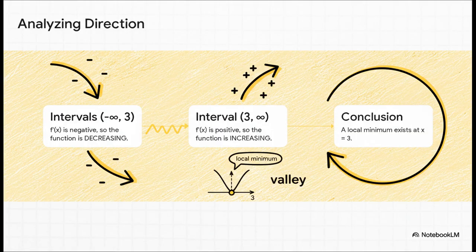Now we need to check out the areas around these critical points. So as you can see, if we test any number before we get to 3, our derivative is negative. That tells us our function is decreasing. It's heading downhill, all the way up to that point. But then for any number after 3, the derivative becomes positive, so the function starts increasing. So what does that mean? The curve goes from decreasing to increasing, right at x equals 3. That has to be a valley, a local minimum. We found our first key feature.